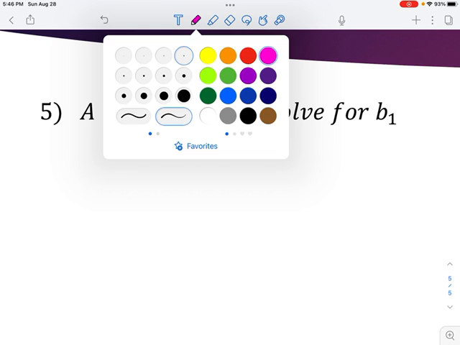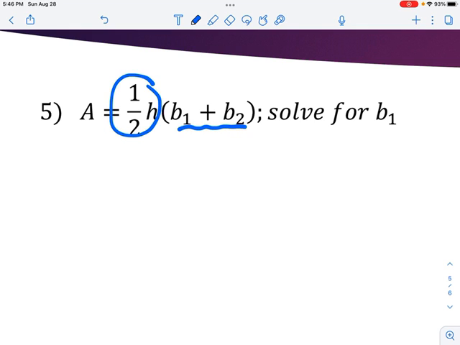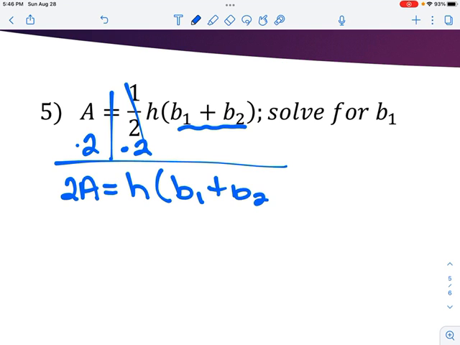So on this problem, what we're going to do is we're going to start off and we're going to solve this for B1. Now, if you notice, B1 is inside this grouping with B2. So the first thing I want to get rid of is this half and this H. So I'm going to draw my upside down T. I'm going to get rid of the half by timesing it by 2. So that would give me 2A equals H times the quantity B1 plus B2.